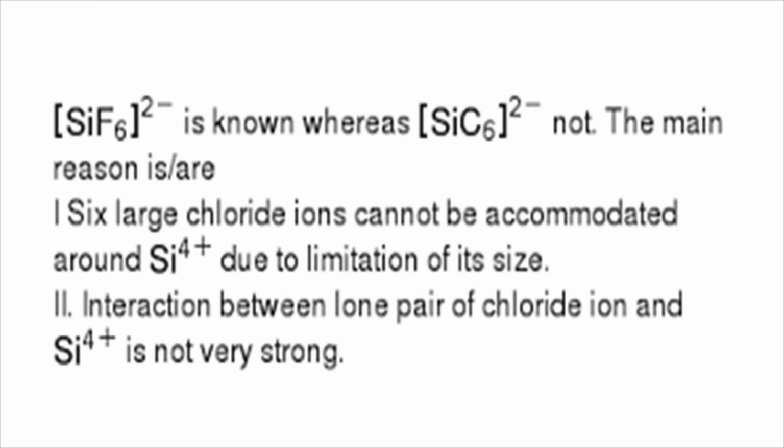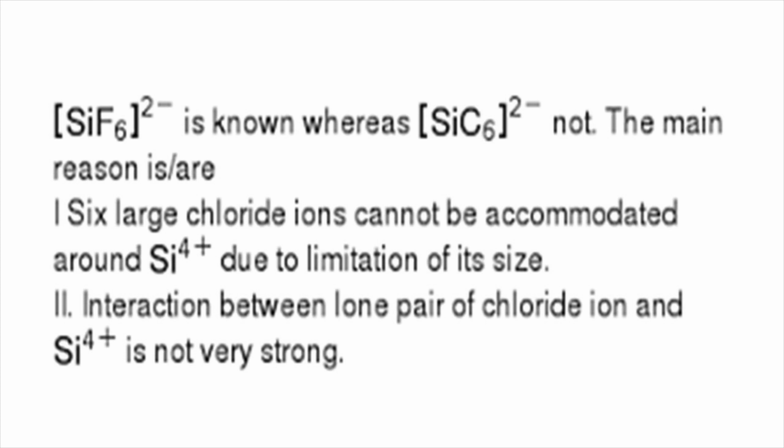Due to the absence of valence shell d orbitals, carbon cannot expand its covalency beyond 4, but others can. For example, silicon can form the hexafluorosilicate ion due to the presence of 3d orbitals. But the hexachlorosilicate ion is not formed, because 6 large Cl- ions cannot be accommodated around the silicon 4+ ion due to limitation of its size, and thereby the interaction between the lone pair of the chloride ion and the silicon 4+ ion is not very strong.